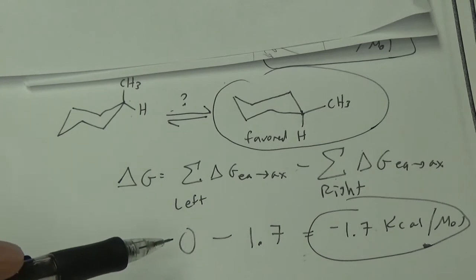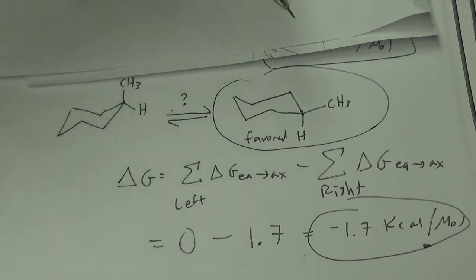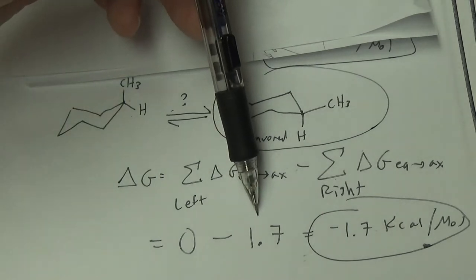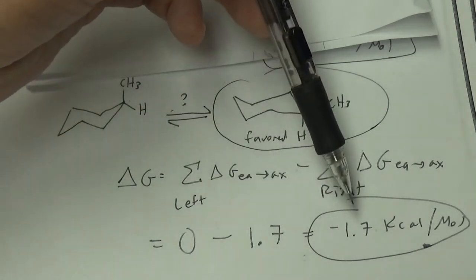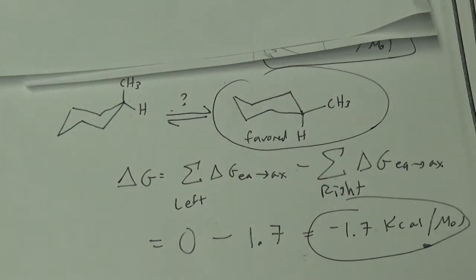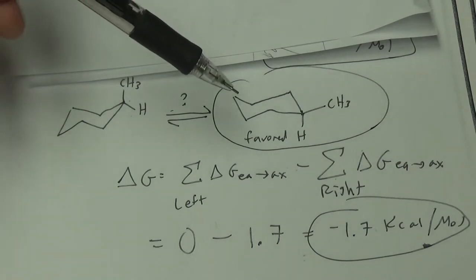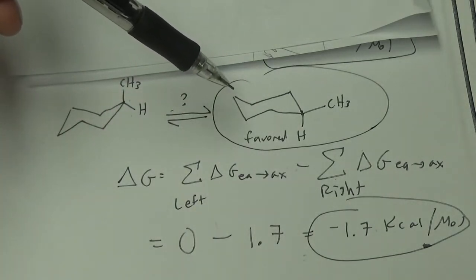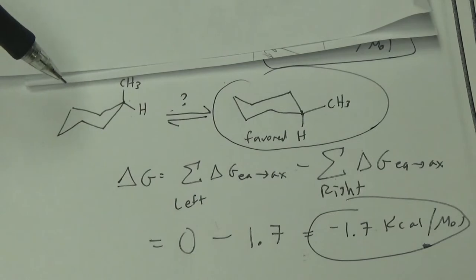Everything that's equatorial on the left, we sum it up. And on the right, which we know is the better one because methyl's equatorial, we sum everything up, and the number is 1.7. And so it's 0 minus 1.7. It gives us a negative delta G value, negative 1.7. So that is a right favored equilibrium, right? That makes sense. Negative delta G for a right favored equilibrium. Okay, remember, if it's a positive number, it's left favored. If it's negative, it's right favored. Cool.